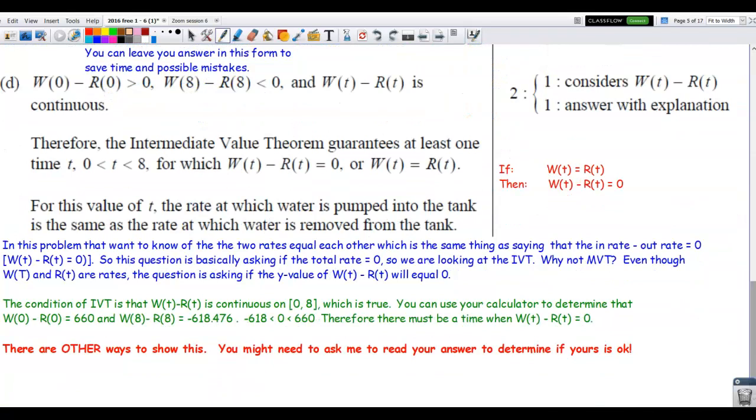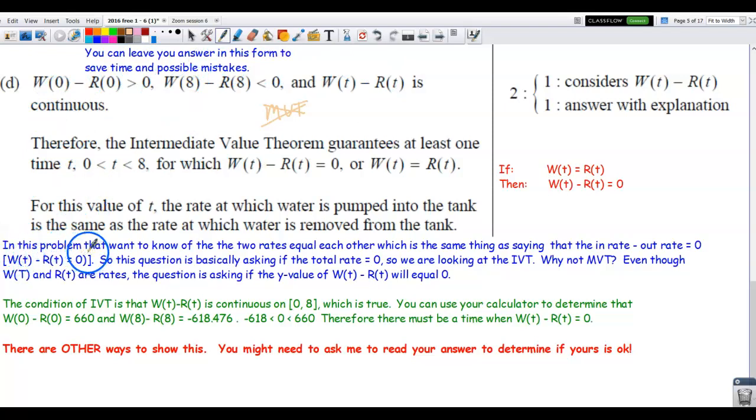So this actually is the intermediate value theorem. And you may be wondering, how is it the intermediate value theorem? A lot of kids probably think, because we're dealing with rates, that we're dealing with the mean value theorem, but we're not. This is really asking us, in other words, so let's look down here. Don't worry about the College Board work. Look at my work down here, or my explanation.